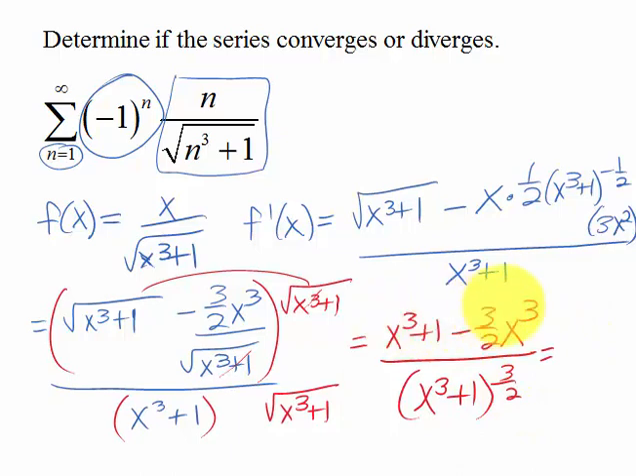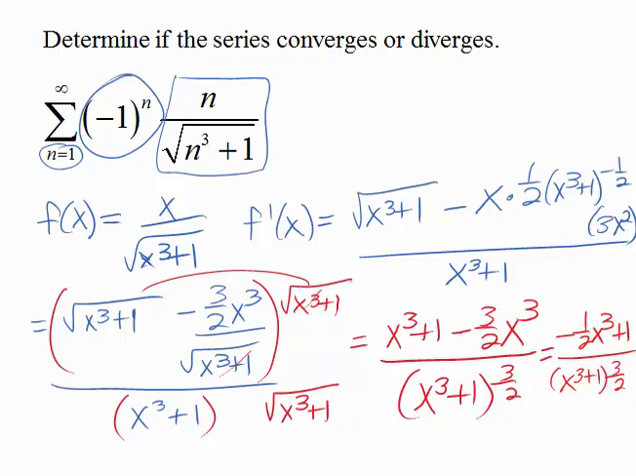Okay, and finally we can combine our x cubed terms, so we have 2/2 minus 3/2, so minus 1/2 x cubed plus 1 for the numerator, and then (x cubed plus 1) to the 3/2 for the denominator.